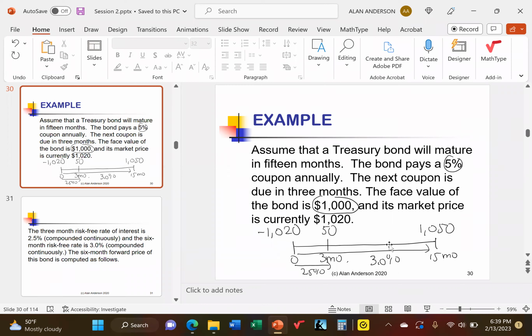Now, we're also told in the next slide that the 3-month rate of interest is 2.5%, and the 6-month rate of interest is 3%. Now, if you notice, we're allowing the rate of interest to be different for different maturities, which is normal. In practice, interest rates tend to depend on the maturity that they cover. In fact, if you want to see an example of this, we can go to the Treasury market.